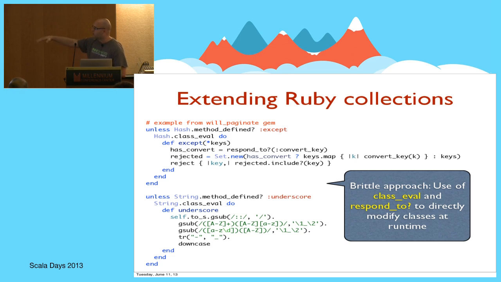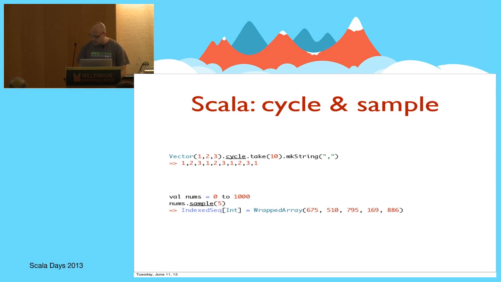Same thing with string. Does it already have an underscore method? If not, let me just reopen it and define underscore. Don't worry about the implementation there, but the basic idea is that it's using class eval and respond to basically tamper with those classes. And you can imagine if multiple gems are trying to do this same runtime check.